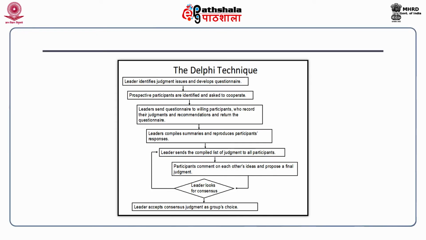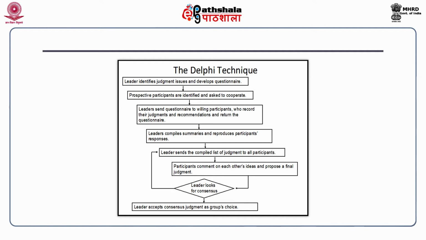The diagram shown here details the process of the Delphi technique. It starts with the leader identifying judgment issues and developing a questionnaire. Next, prospective participants are identified and asked to cooperate. Then the leader sends a questionnaire to willing participants who record their judgments and recommendations and return the questionnaire. After that, the leader compiles summaries and reproduces participants' responses.